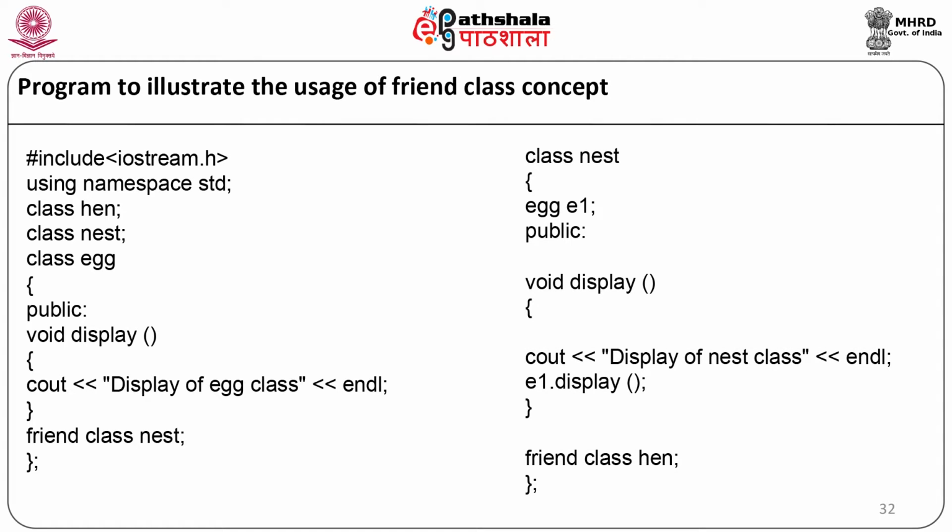Now we are going to define our class nest. Inside that we will have the object of class egg as egg1 colon. So here we are defining the object of class egg. In a public section, public colon, we will have again the display function, cout display of nest class, endl, and here we are going to call the display of the previous class as e1 dot display. So this will call the egg class display using the object e1. Our function will end here. Now we will have friend class hen, and our class nest will end.